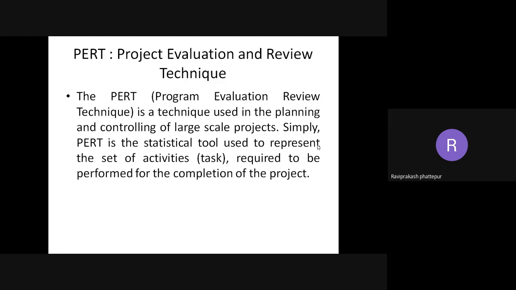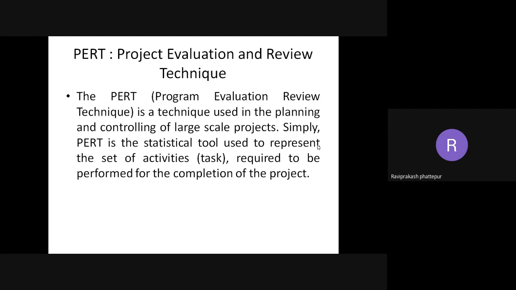Some of the sums we could see later on: if you go over the deadline, per day it would be like 2,500 or 2,000 or 20,000, something like this. You need to pay per day. So this duration is very important, whether you can complete that project within the deadline provided to you. That's why the weightage is so much. These are very important techniques used in the planning and controlling of large scale projects.